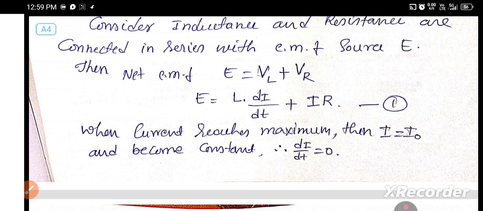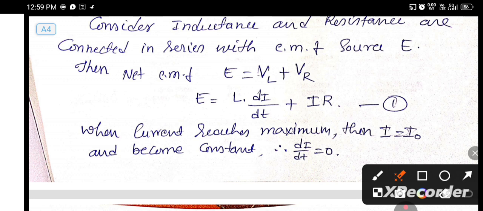By definition, the voltage VL is given by L into di by dt, and the voltage across R, VR, is given by Ohm's law, that is IR. So let it be equation 1.